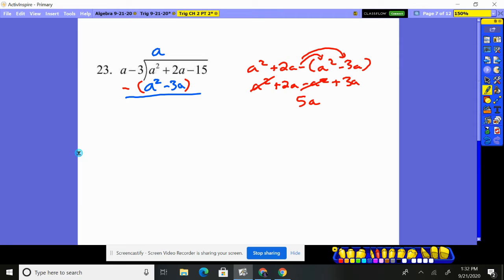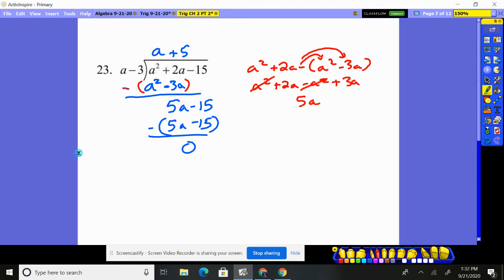Now, I personally just go 2a minus a negative. I know that's going to change to a plus. So 2a plus 3a is 5a. Bring down the next number, minus 15, and then start the problem all over again. A goes into 5a 5 times. 5 times a, 5a. 5 times the 3, minus 15. And when you subtract the whole thing, you're not going to have any remainder.